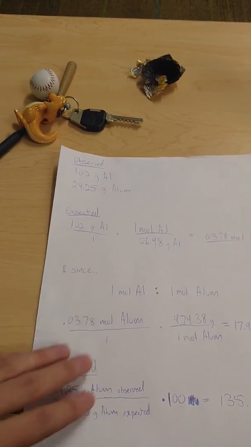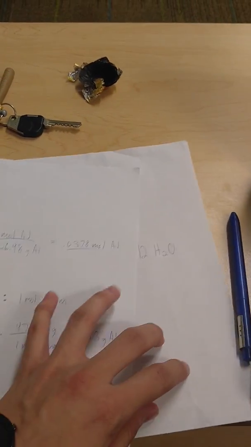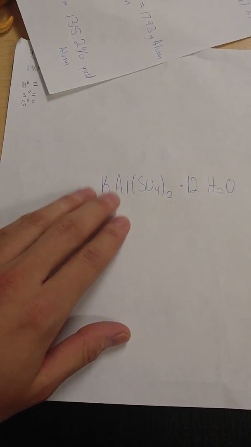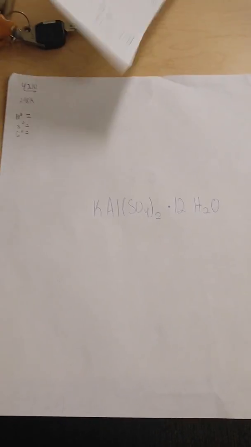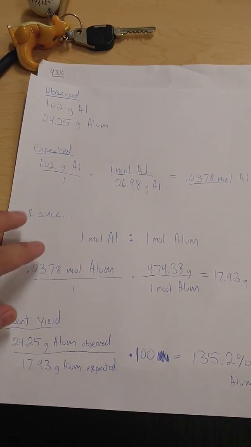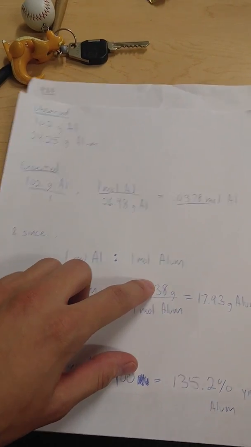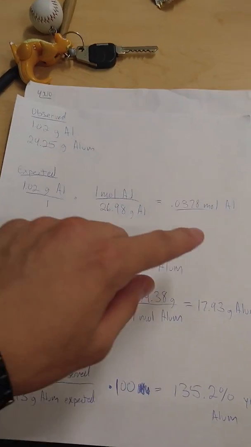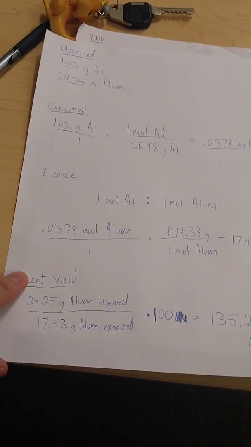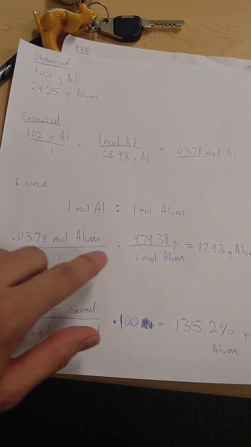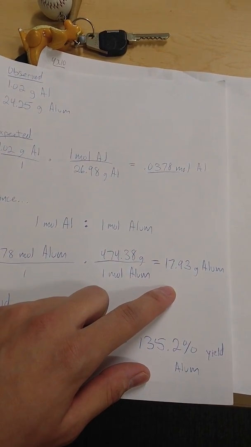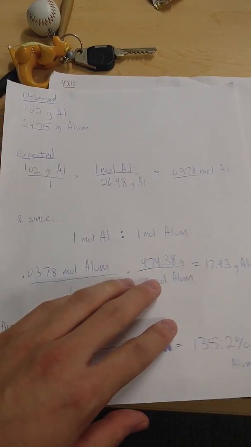And since there's a 1-to-1 ratio of aluminum to alum based on the chemical equation of alum, as you can see, there's only 1 mole of aluminum in this basic building block of alum. Since there's only 1 mole of aluminum to 1 mole of alum, we can assume that we would be able to produce 0.0378 moles of alum from that aluminum. So based on that, we multiplied by the grams per mole of alum, which gave us 17.93 grams of alum to be expected.